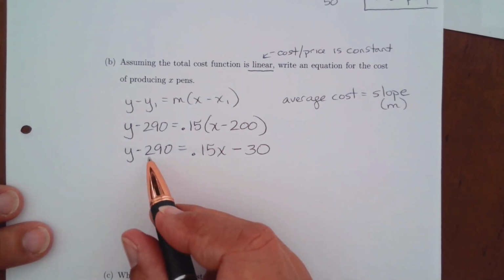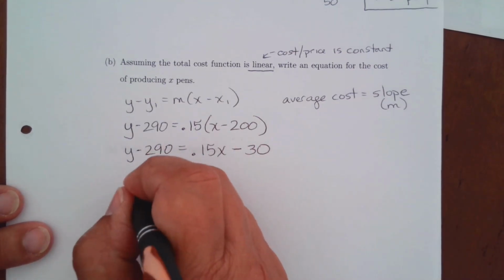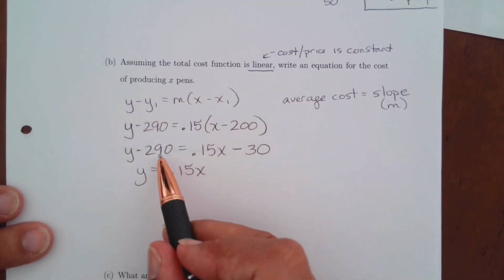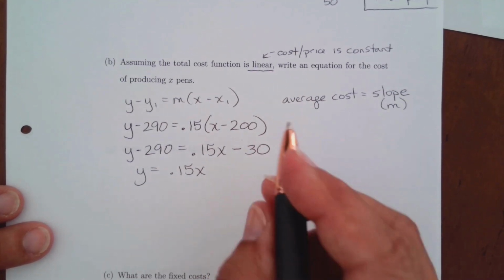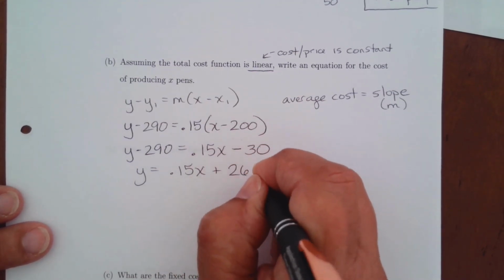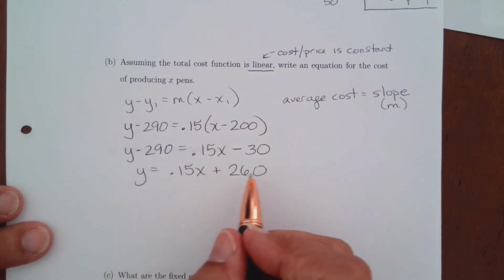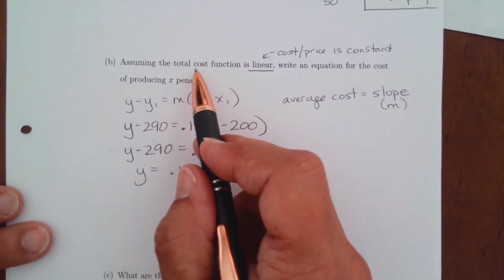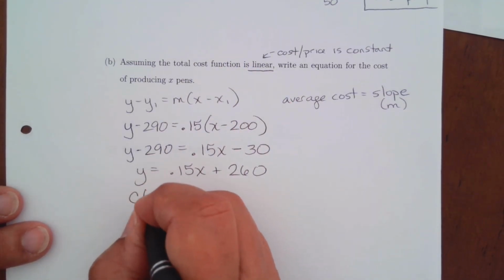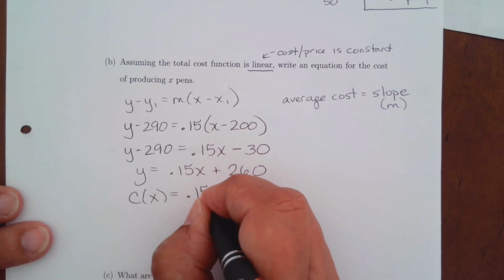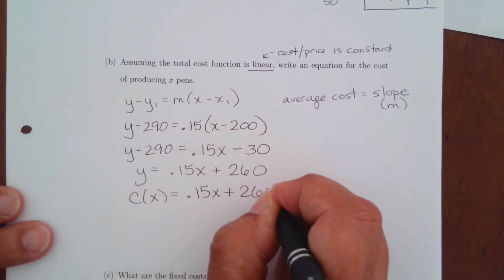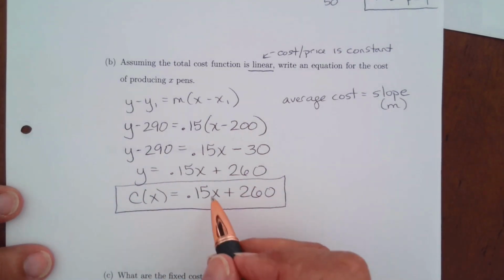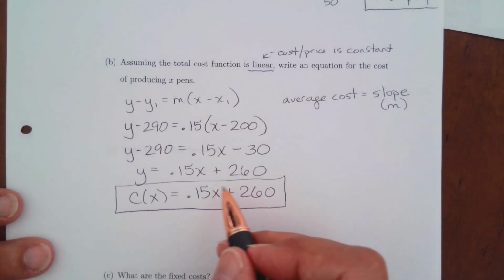All right, now we're going to solve for y. So we're going to add 290 over to this side. So negative 30 plus 290 gives you plus 260. So there is your cost function. So instead of writing y, we're going to put in the notation for cost, which is C of x. Okay. So that is how much it costs this company to produce any number of pens.